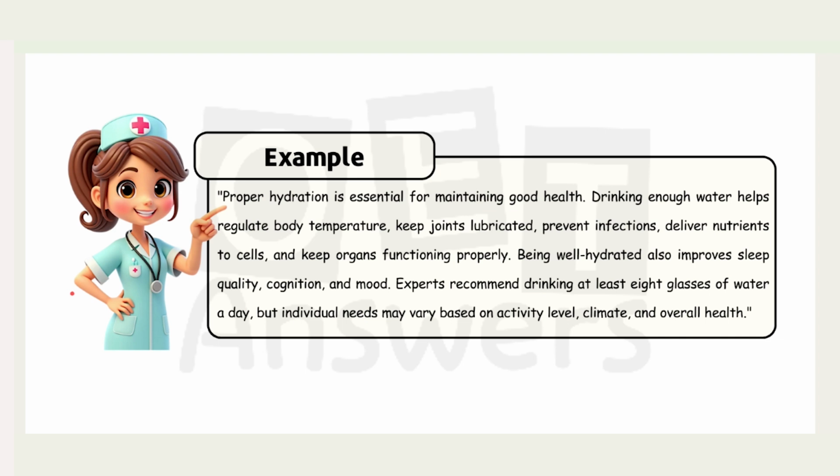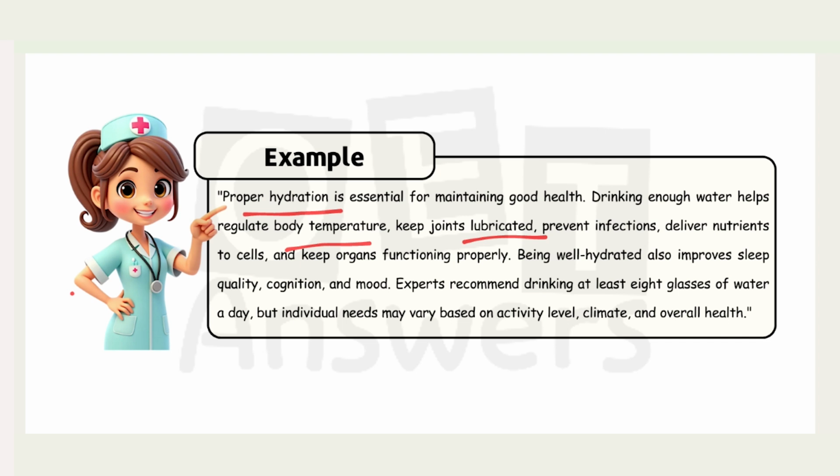Read the first two sentences carefully to get the overall idea. Proper hydration is essential for maintaining good health. About hydration, they are speaking in the overall passage. Then, drinking enough water helps to regulate body temperature, which is also a purpose of drinking water, right? And keeps your joints lubricated, provides moisture, helps prevent infections, and delivers nutrients to cells and other organs. So these are the advantages of water.